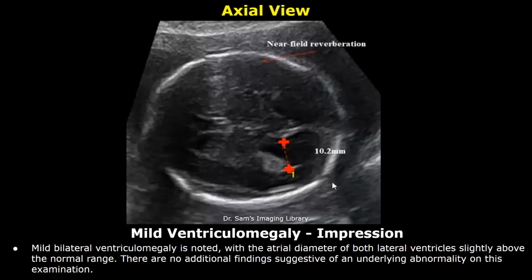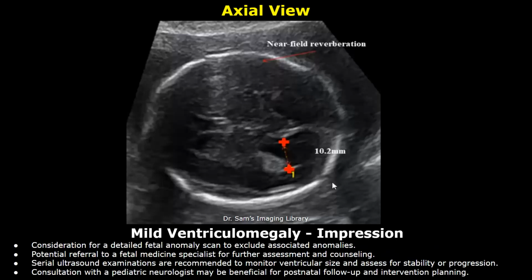This is the impression. Mild bilateral ventriculomegaly is noted, with the atrial diameter of both lateral ventricles slightly above the normal range. There are no additional findings suggestive of an underlying abnormality on this examination. This is a continuation of the impression. Consideration for a detailed fetal anomaly scan to exclude associated anomalies.